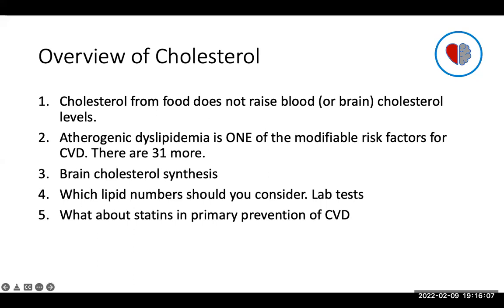I'm just going to cover a few brief ones. And then, of course, the important question is, should you recommend a statin medication for your patients? You'll understand that I don't provide yes or no answers. It's my job to provide the information. It's for you and your patient to decide what is the best path forward.